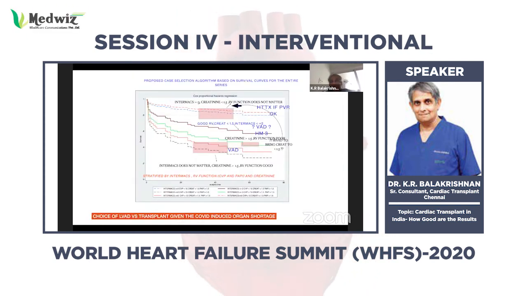And on the basis of this is the last slide. Because of the current COVID scenario, the number of donor organs is very limited. So again, based on our Cox proportional hazard regression, this is our current algorithm for allotting patients for either a VAD or a transplant. If your INTERMACS category is more than or equal to 3, that means you're a stable patient with a normal renal function, creatinine less than 1.5. If the PVR is okay, regardless of RV function, a transplant is the best option because their survival is likely to be almost 80 to 85% at 7 years.